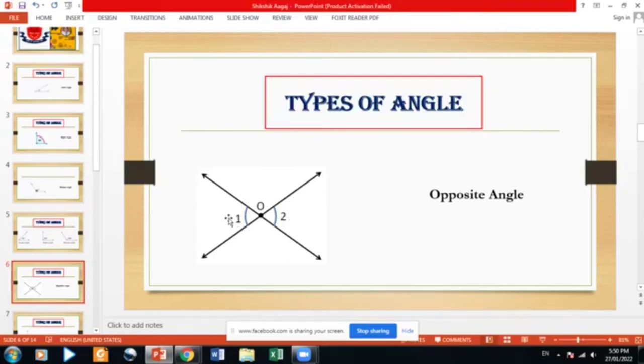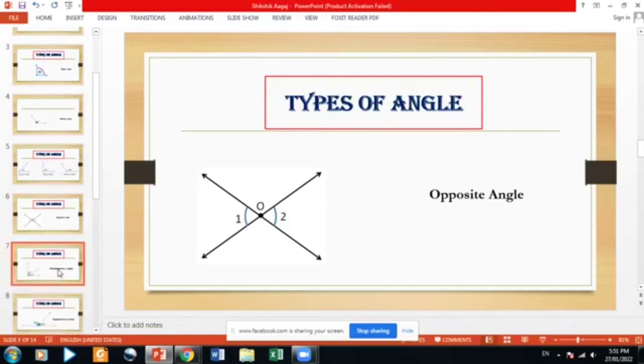If the measurement of angle 1 is 75 degrees, then the measurement of angle 2 is also 75 degrees. So, remember that the measurement of opposite angles is always the same. They are equal in measurement. So, remember the pair of opposite angles.